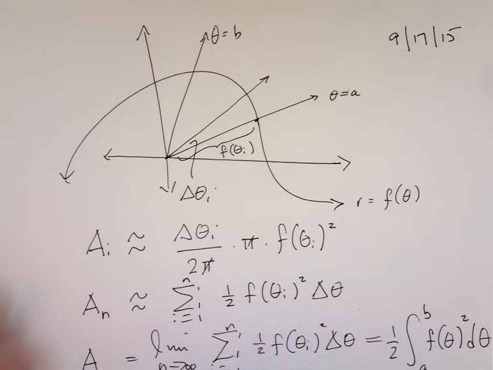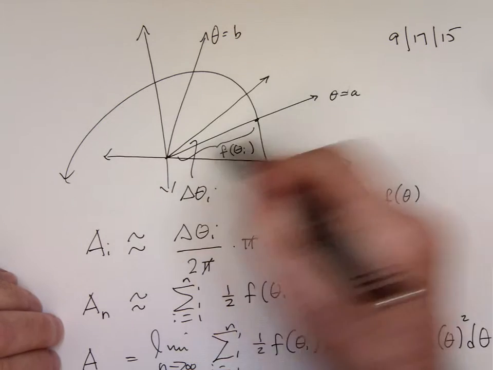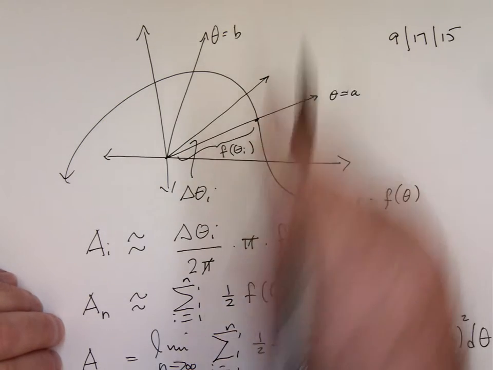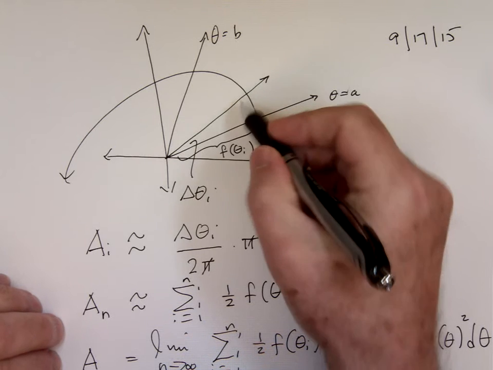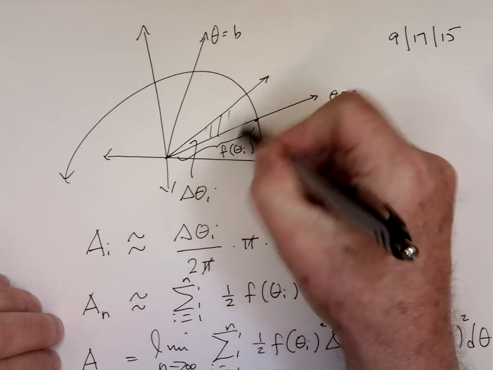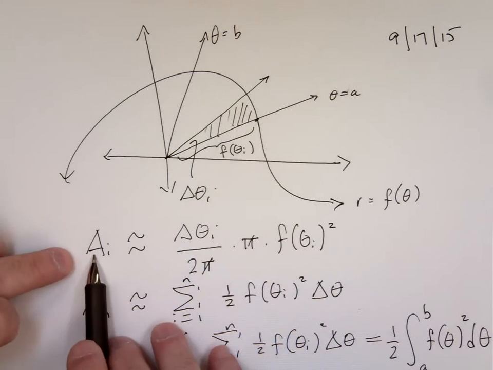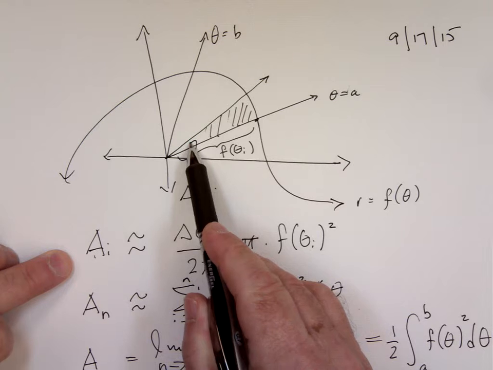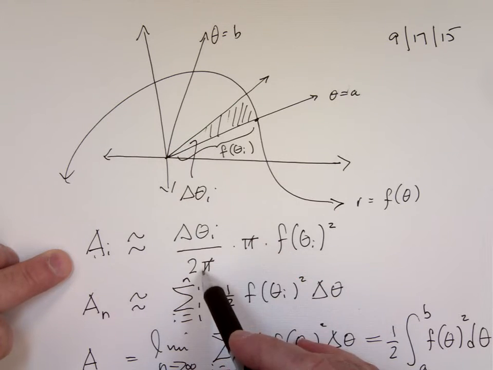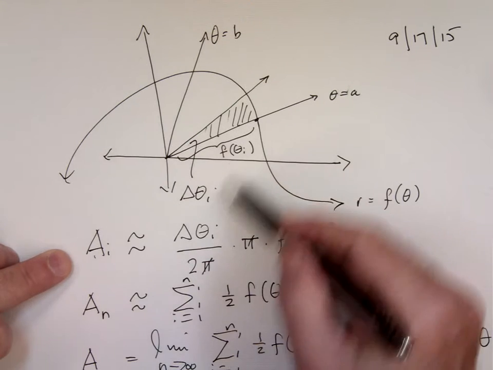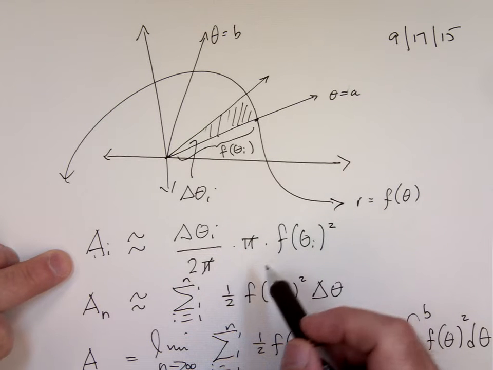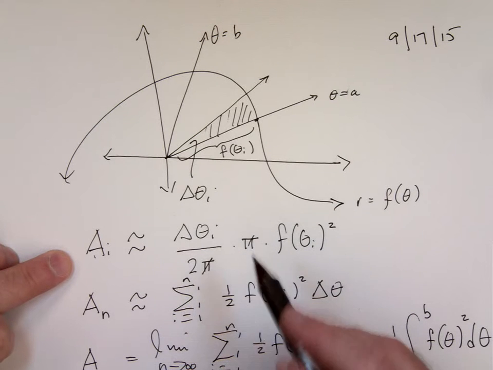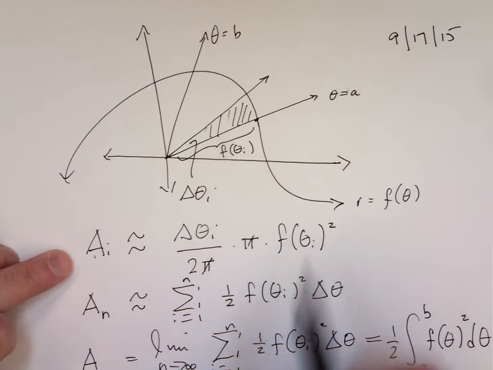And there's our function. We're going to go from theta equals A to theta equals B. In order to do so, we're going to find the area of this little sector first. The area of that little piece of the polar graph is approximately the central angle, delta theta, over 2 pi, that would be the whole circle, times the area of a circle. This is the fractional part that we have. The whole circle is pi r squared.